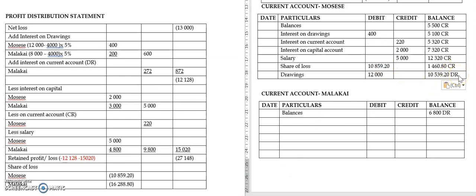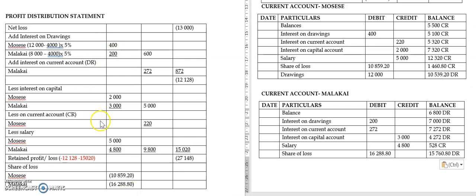The end has a debit balance. He had credit of $1,460.80. Credit was less and we are subtracting more, debit of 12,000. So credit and debit you will subtract and our answer comes to a negative. Once it becomes negative from credit, it changes to debit. So now Moses has a debit balance of $10,539.20. Similarly, we can do for Malakai.